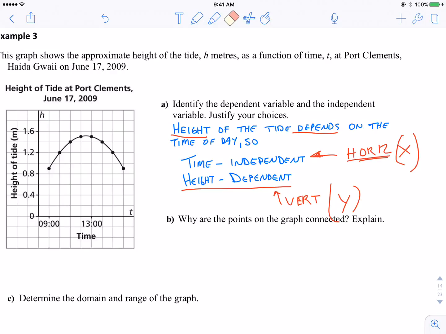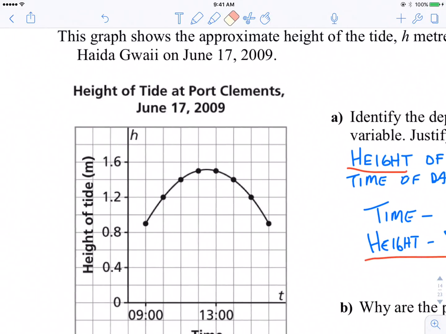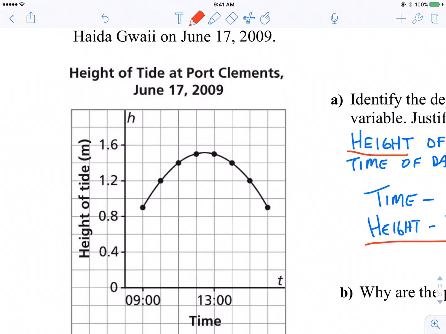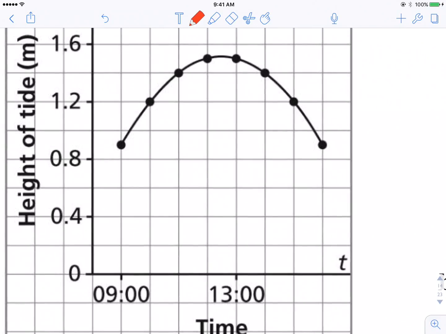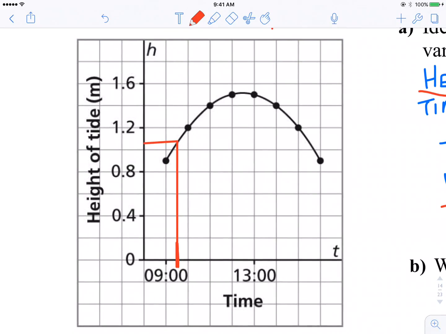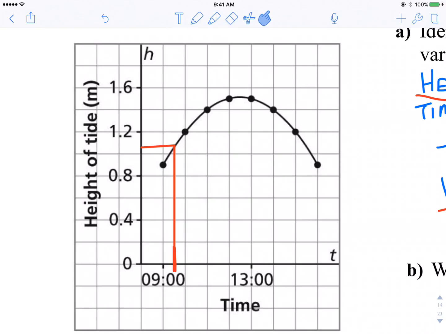Why are the points in the graph connected? Well, if we look at the points on our graph here, we know that these points are right on the hour. But can we measure the height of the tide at, well, this is 9, 10, 11, 12, 1. This would be 9:30. Can I take a measurement of what the tide would be at 9:30? Absolutely. And that would correspond to some height. Because I can measure all the individual points between there, then I can draw a line. If I can't do that, then I wouldn't draw a line, I would just have individual points.